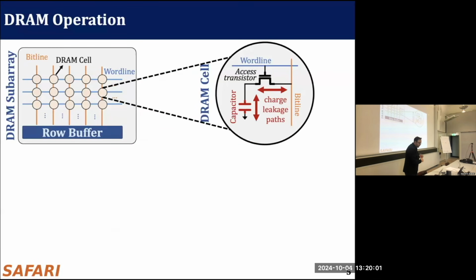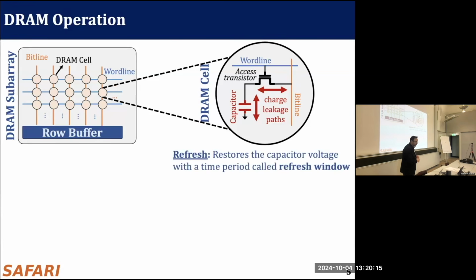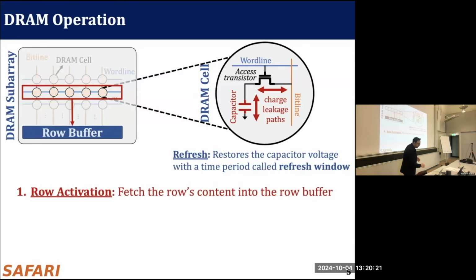Okay, so inside the DRAM cell, as we discussed earlier, there's a capacitor that stores your data in terms of electrical charge, and there's an access transistor that you use to access this data. There are several charge leakage paths, and it's a volatile memory technology, so it requires refresh operations that need to be performed so that you do not lose your data.